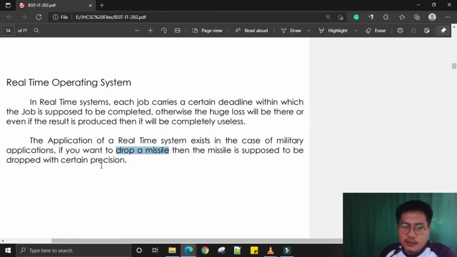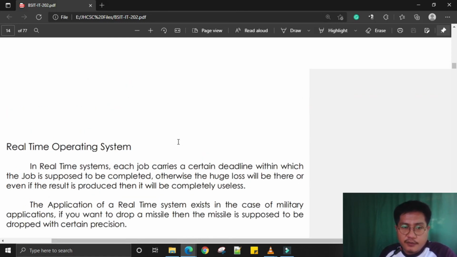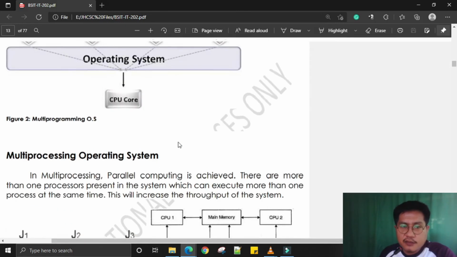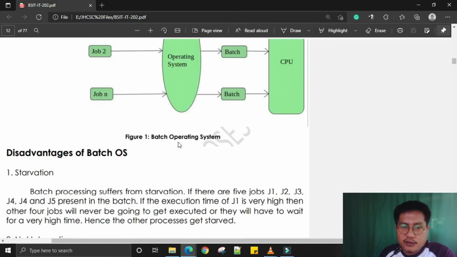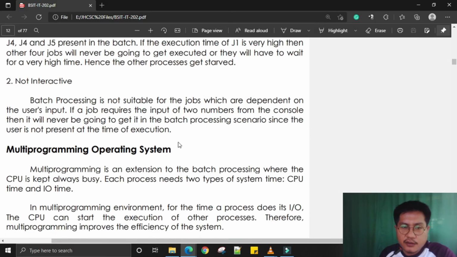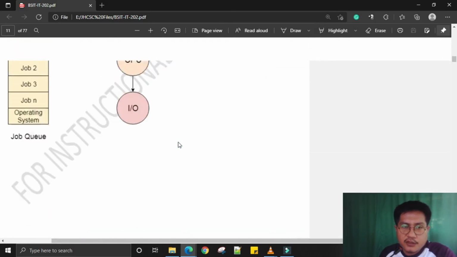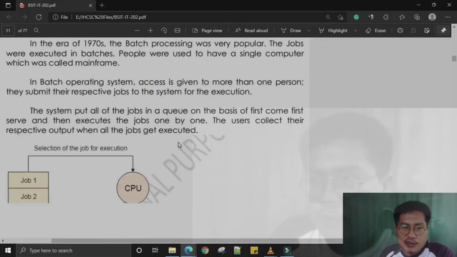So those are the types of operating system: the real-time operating system, the multiprocessing operating system, the multiprogramming operating system, and the batch operating system.